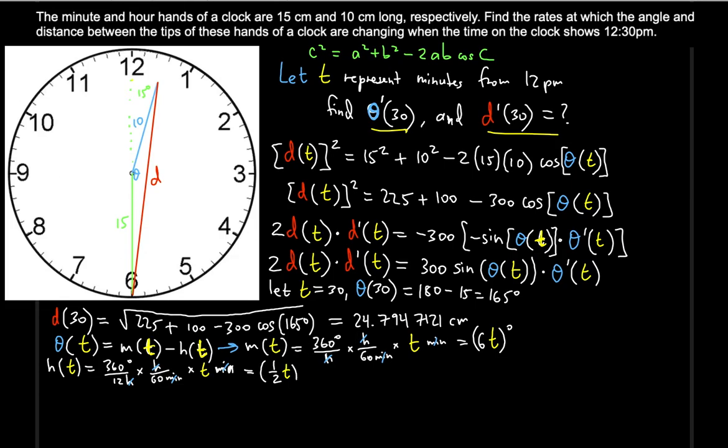1/2 t degrees. So what does that tell you? That tells you that theta of t can be now found. So theta of t is going to be now what? m of t minus h of t. m of t is this, 6t degrees, minus 1/2 t degrees.